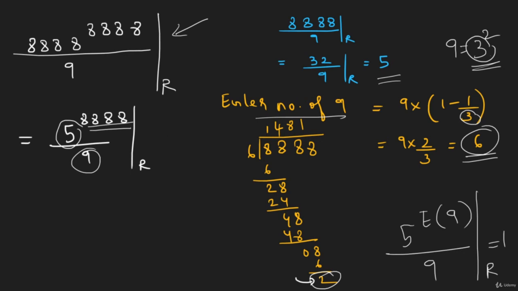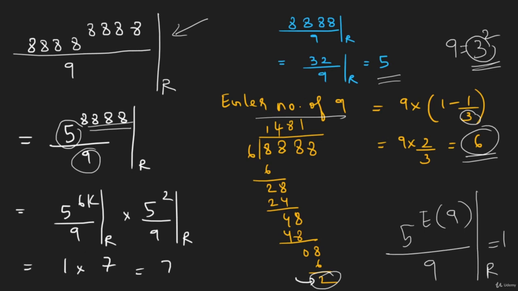Therefore, this expression over here can be rewritten as 5 to the 6k divided by 9 remainder into 5 square by 9 remainder, as per the basic remainder theorem, right? And this section over here, as per Fermat's theorem, is equal to 1, and 5 square is 25. 25 by 9 gives a remainder of 7. Therefore, this simplifies to 1 into 7, which is equal to 7.